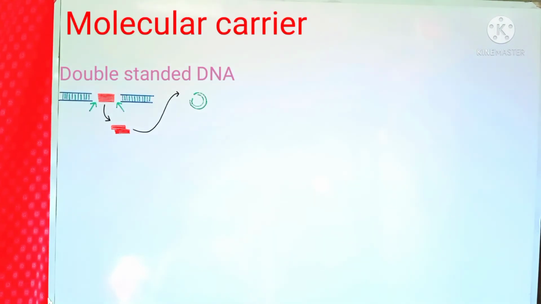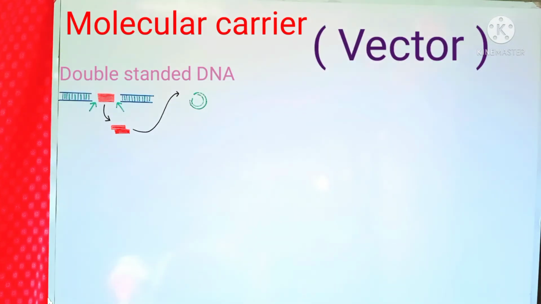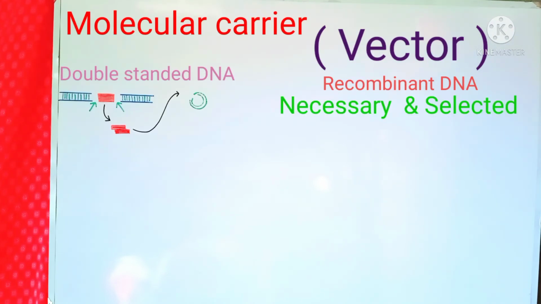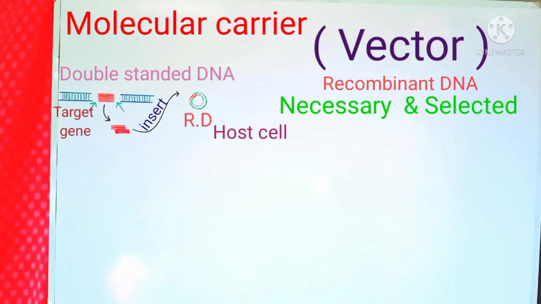Next, we will see the molecular carrier, that is also known as vector. As we have known, for synthesizing the recombinant DNA, a vector molecule is also necessary and it is selected. A vector is a carrier molecule that is cut like this, and then the target gene is inserted into it. After the insertion of the target gene, it becomes a recombinant DNA, and finally it is introduced into a host cell. The most commonly used vector is the plasmid.